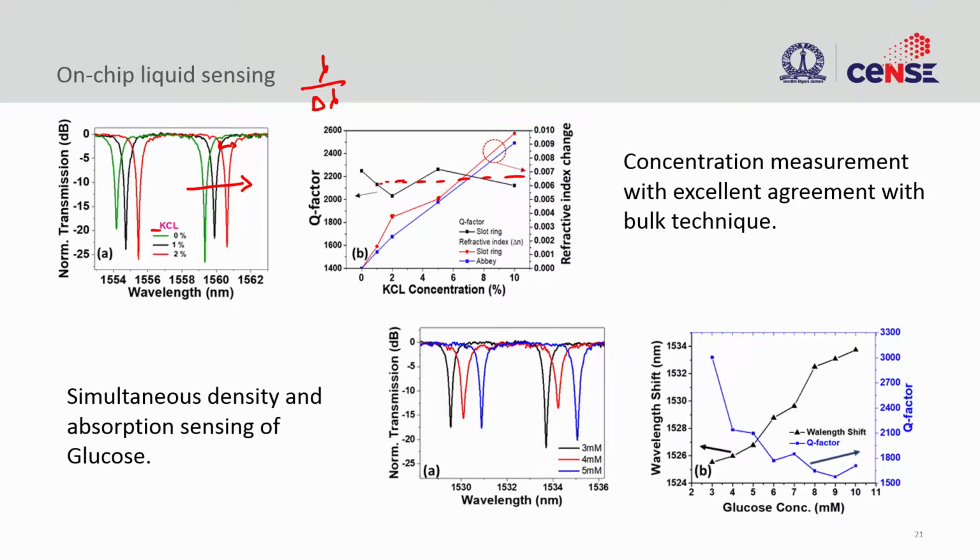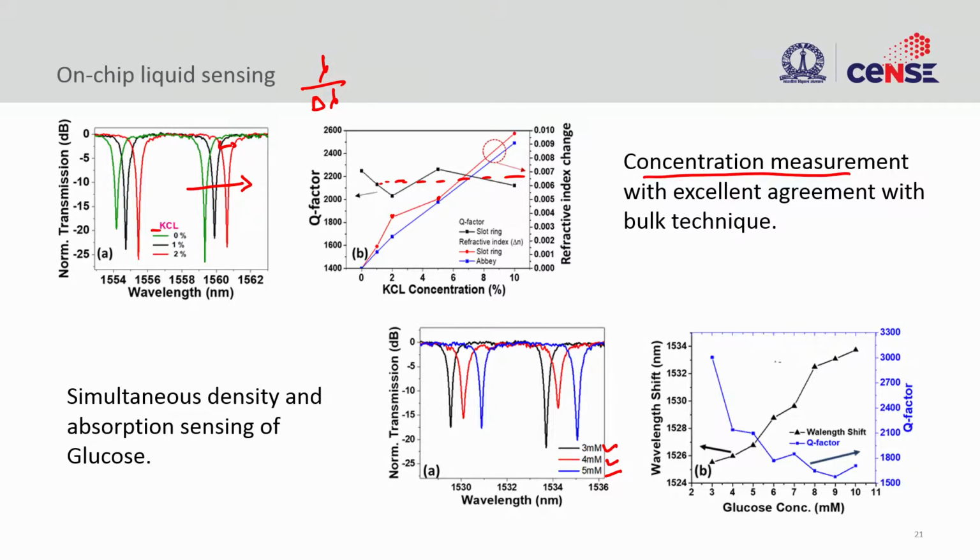So, we have concentration measurement proved by this technique. Then we want to do even more. Let us look at glucose, for example. We took various concentrations of glucose. These concentrations are reasonably high, but this is just for proof of concept. You take glucose here and then you again run it on top of the ring.